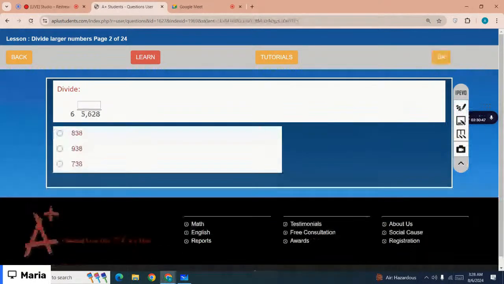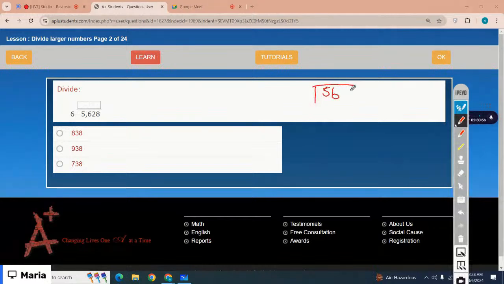Okay, the next one is 5,628 divided by 6. Let's just divide. You need to count the table of 6 until 56, right? Because 5 is less than 6. So 6 times what number is 56? We can go for 6 times 9 is 54, right? So 56 take away 54 is 2. You need to bring the next digit down.